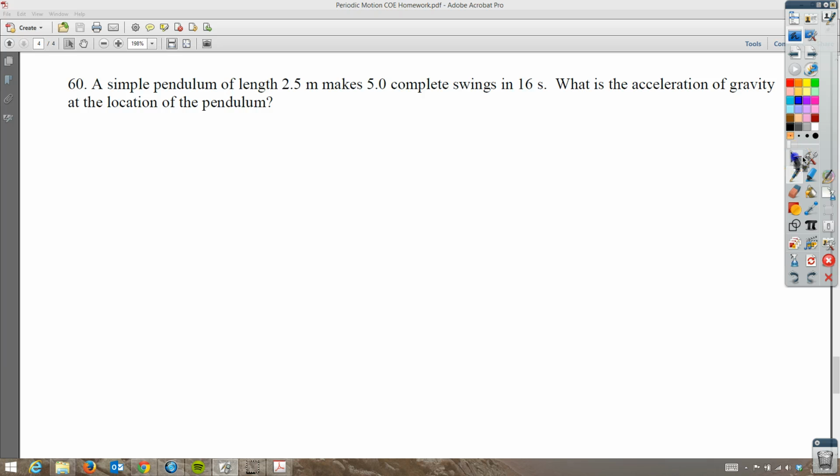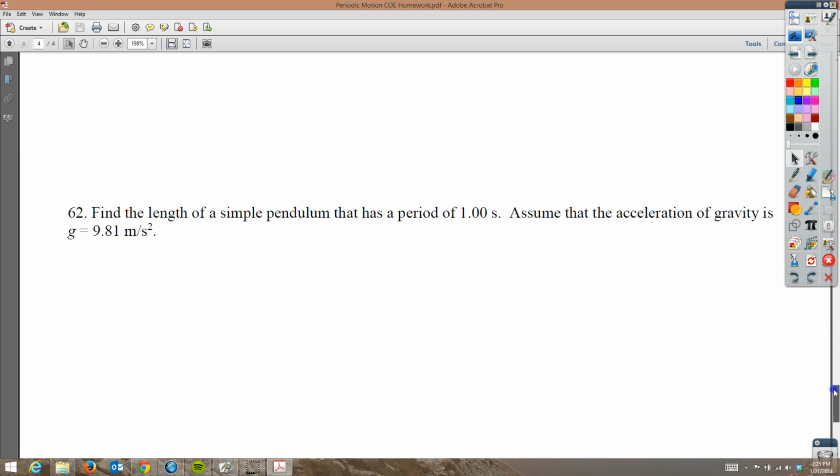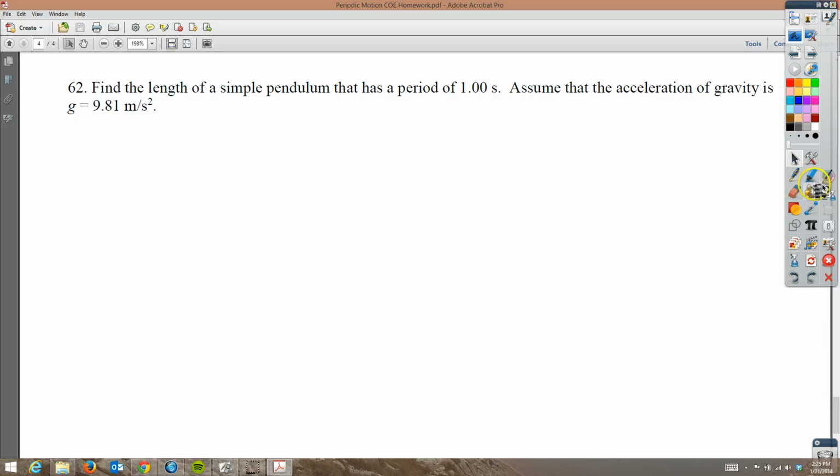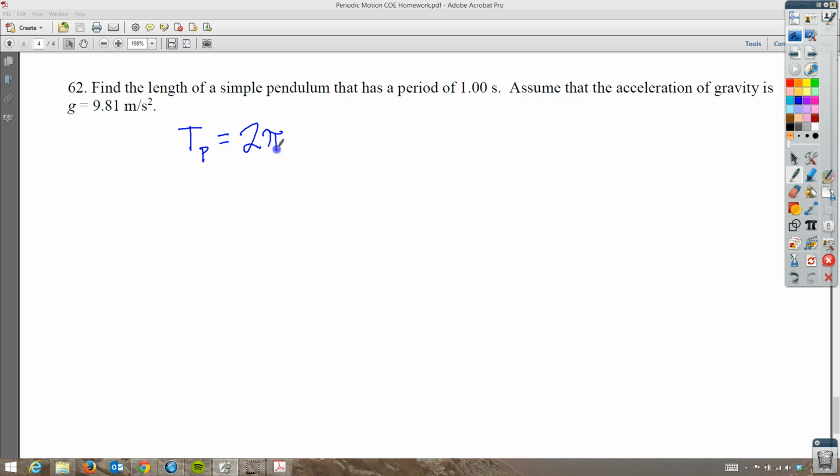For the very last problem in this section, number 62, it says find the length of a simple pendulum that has a period of 1 second. We're going to use the same equation again. The period of a pendulum is equal to 2 times pi times the square root of L over g. And this time, let's go ahead and solve for L. So before we put any numbers in, let's go ahead and do our math for that.